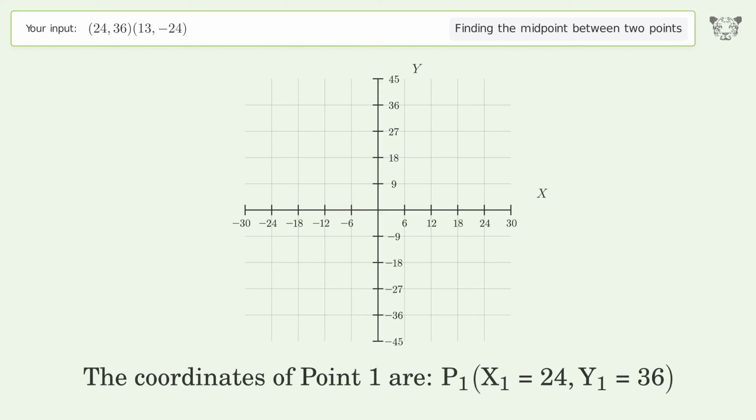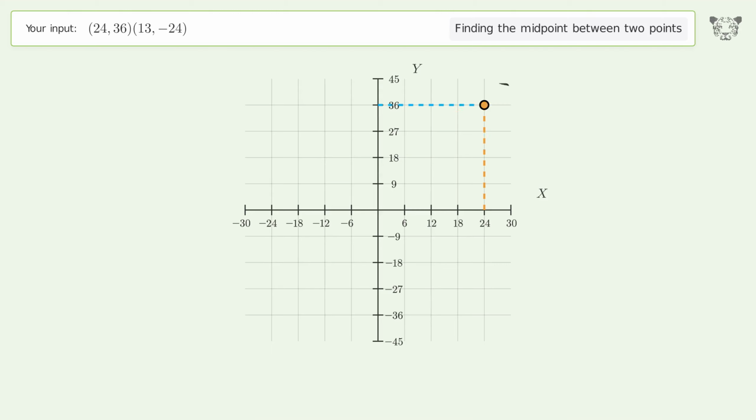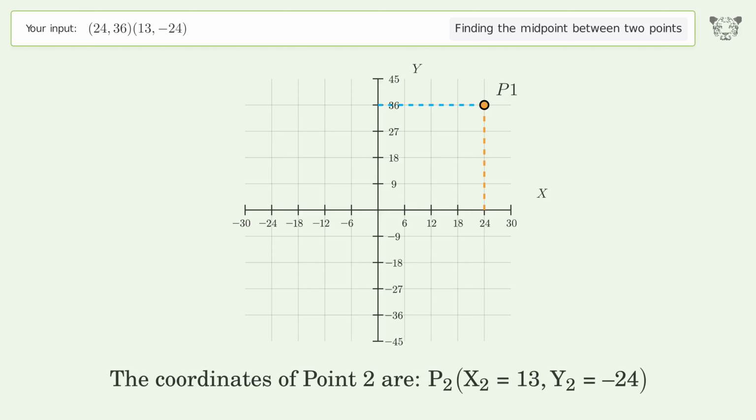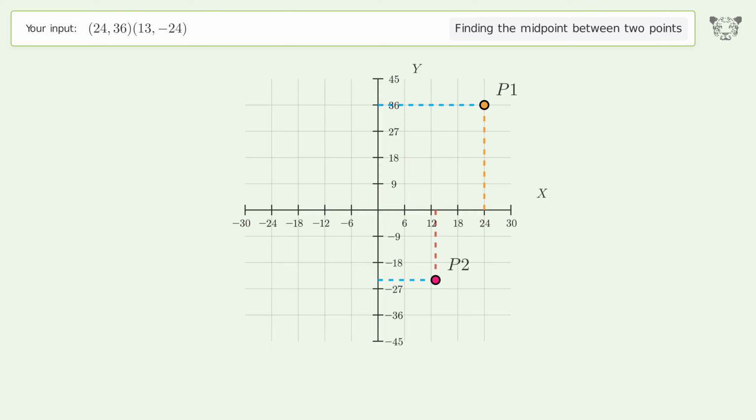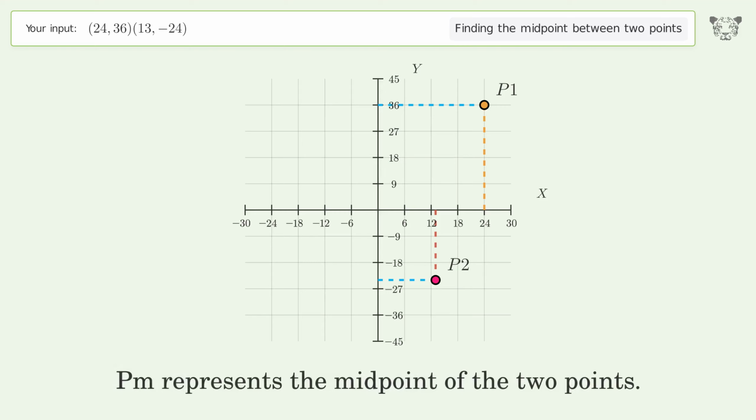The coordinates of point 1 are x1 equals 24, y1 equals 36. The coordinates of point 2 are x2 equals 13, y2 equals negative 24. PM represents the midpoint of the 2 points.